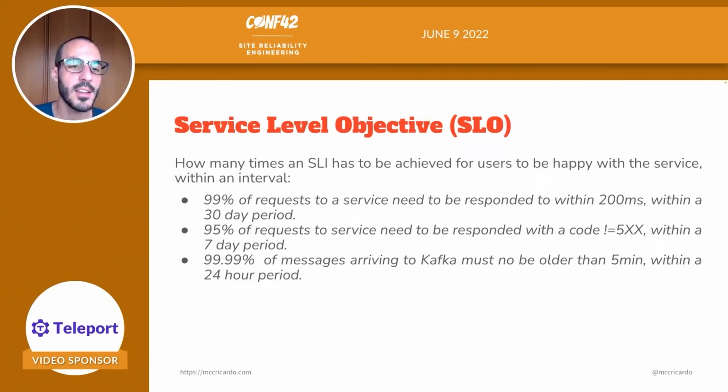The same way, we can say that 95% of requests to a service need to be responded with a code that is different than 500 within a 7-day period. And same thing, 99.99% of messages arriving at the Kafka cluster must not be older than 5 minutes within a 24-hour period. So essentially, what an SLO gives us is a way that within a time bound, I can say how many times my SLI needs to be achieved so that my users are not unhappy.